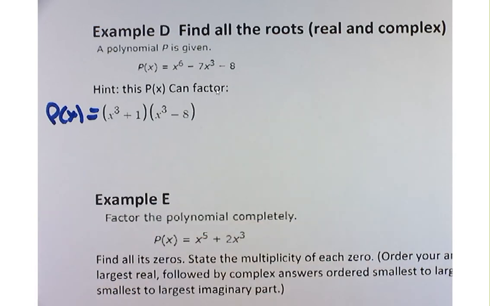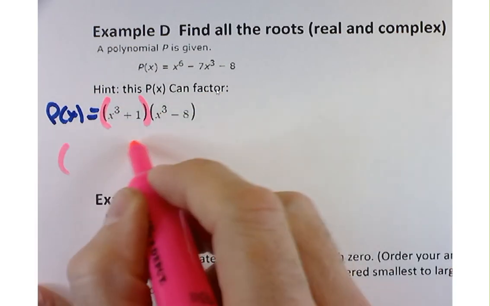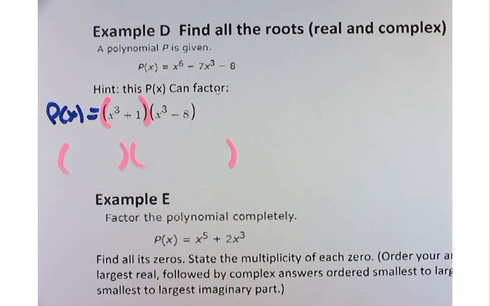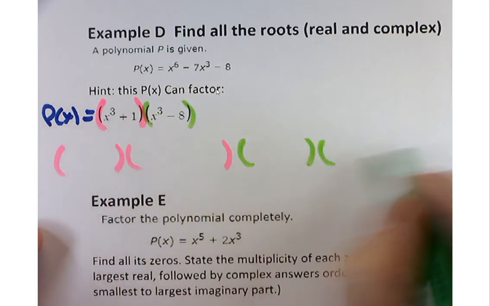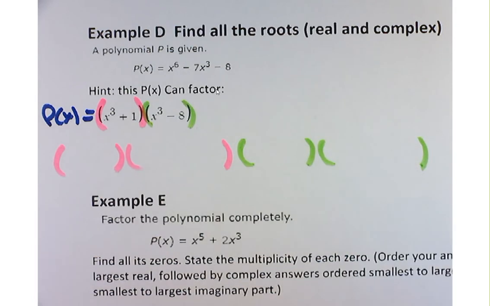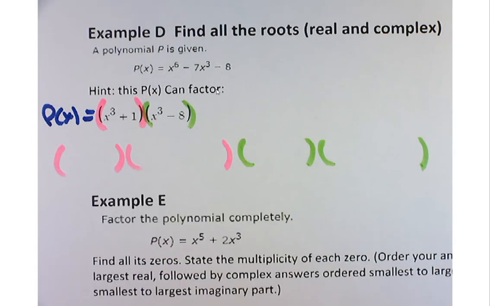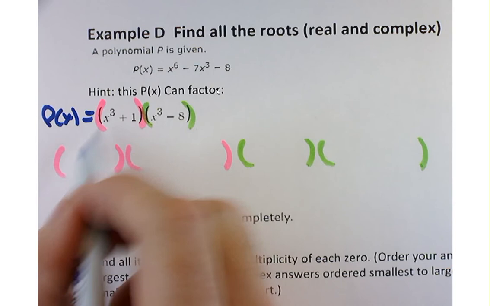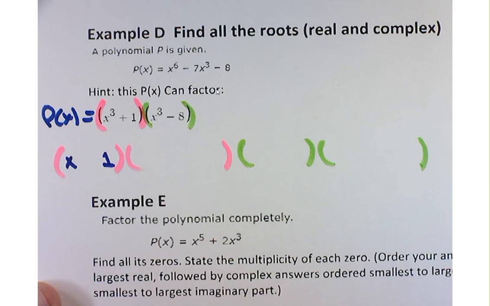Now I'm going to put these in some colors so you can follow along. We'll do this one in pink, and then we'll do the other one in green. So here and here. Each of these is going to be a binomial times a trinomial. So what you should be asking yourself when you try to factor these is, what do I cube to get both of these? Well, I cube an x, and here I cube a 1. So that's the first binomial.